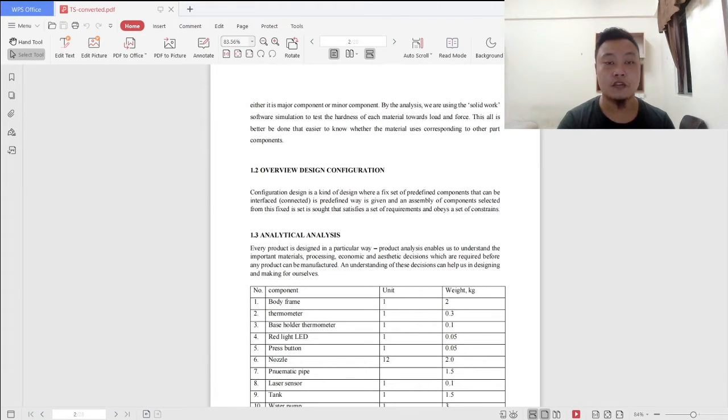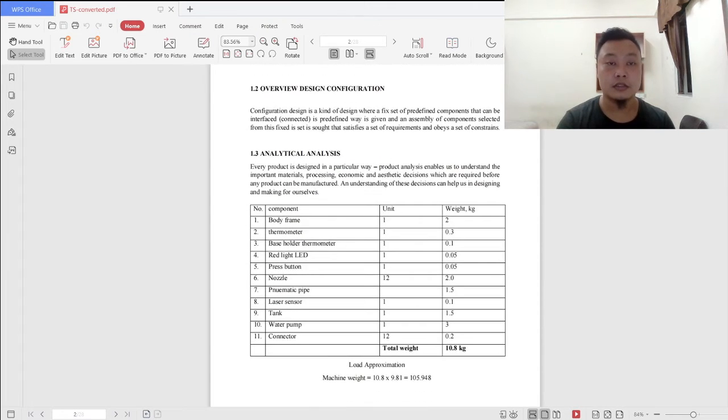Configuration design is a kind of design with a fixed set of predefined components that can be connected through predefined interfaces. An assembly of components is selected from this fixed set so that it satisfies a set of requirements and obeys a set of constraints.